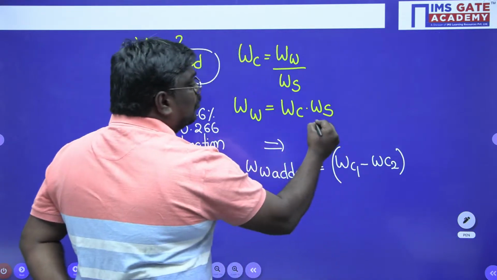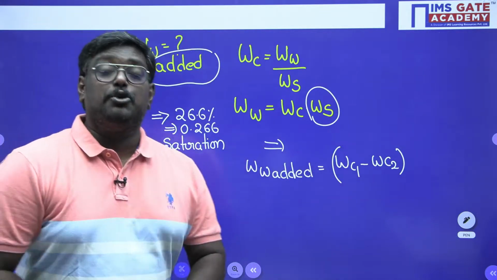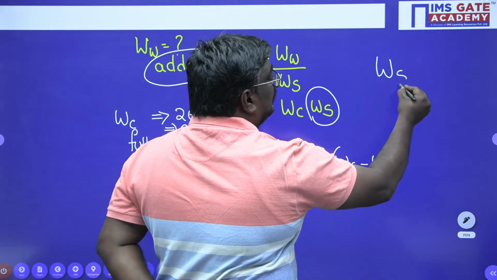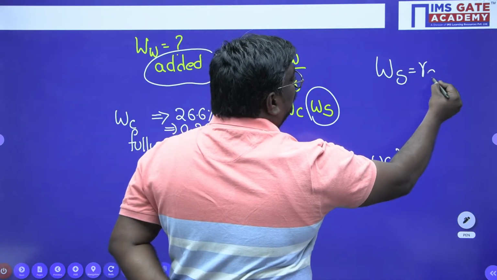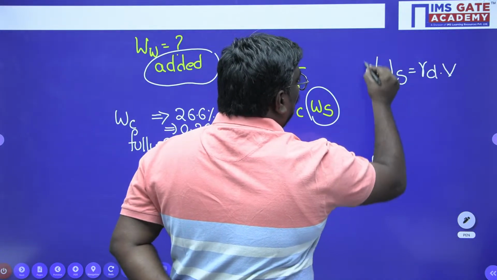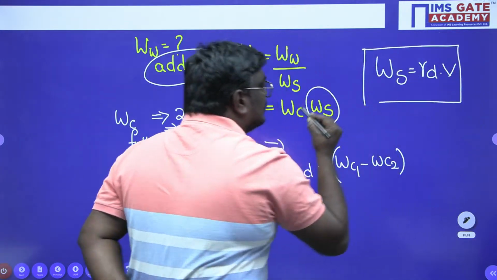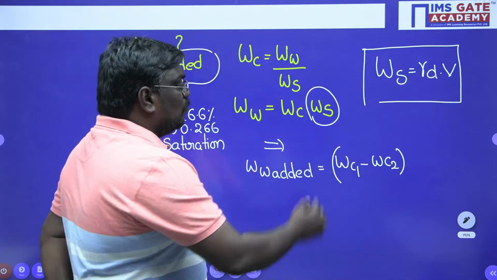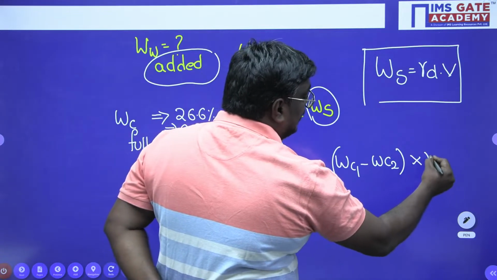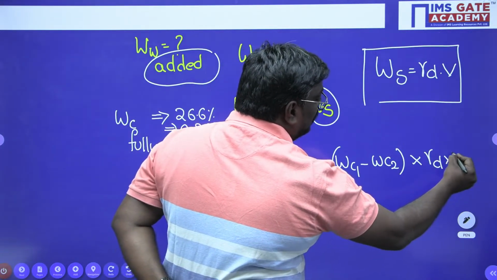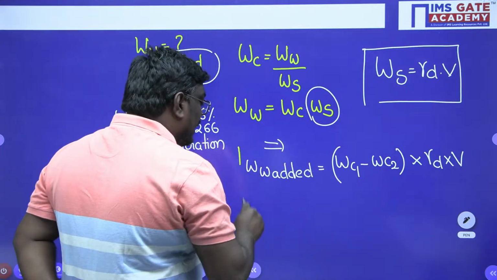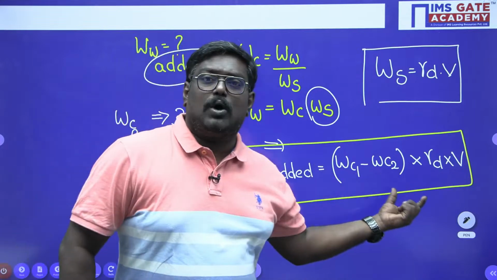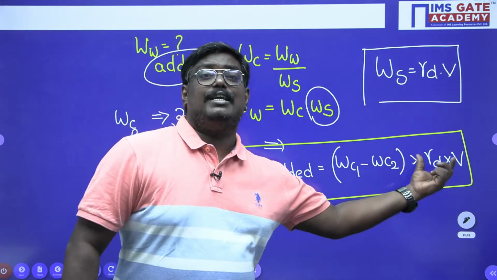weight of solids. How can you write weight of solids, students? If you know the volume, weight of solids is calculated using the relation gamma D into volume. So you can also find weight of solids by multiplying dry unit weight and the volume. So weight of solids can be written as gamma D into volume. So weight of water to be added is given by the relation water content 1 minus water content 2 into dry density into the volume.